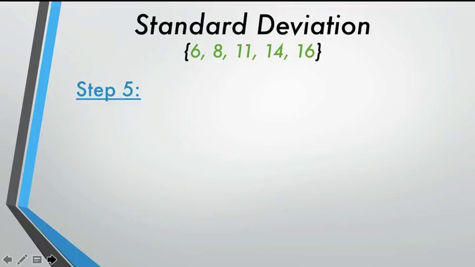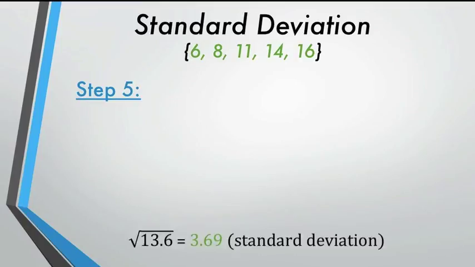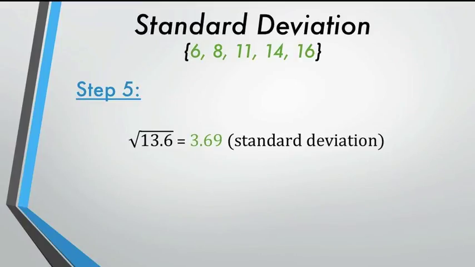For the final step, find the square root of the mean calculated in step 4. Therefore, the square root of 13.6 equals 3.69.